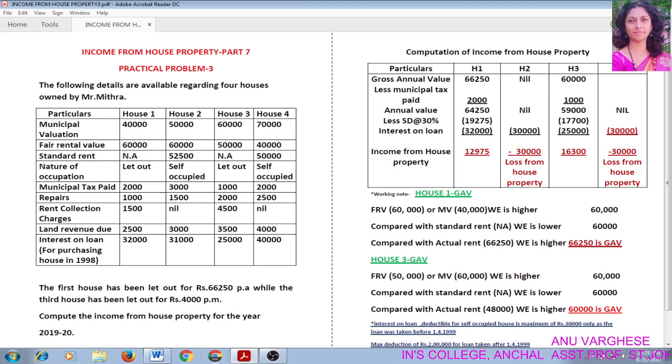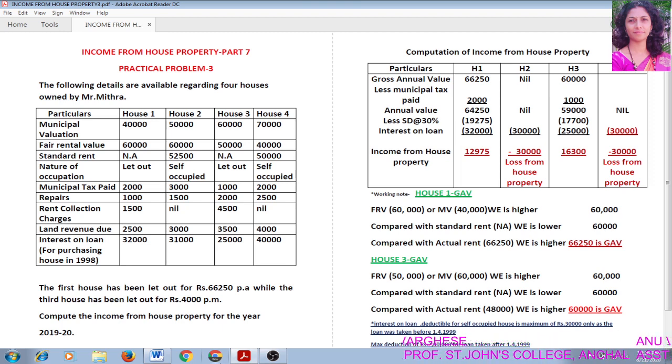Details: municipal valuation, house number 1 40,000, house number 2 50,000, house number 3 60,000, house number 4 70,000. Fair rental value 60,000, 60,000, 50,000, 40,000. Standard rent: not applicable for house number 1, house number 2 is 50,500, house number 3 not applicable, house number 4 50,000. Nature of occupation: house number 1 is let out, house number 2 is self-occupied, house number 3 is let out, and house number 4 is self-occupied.